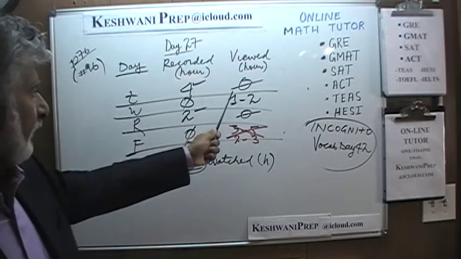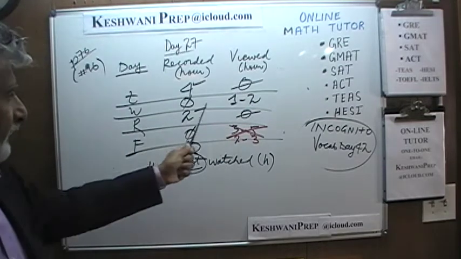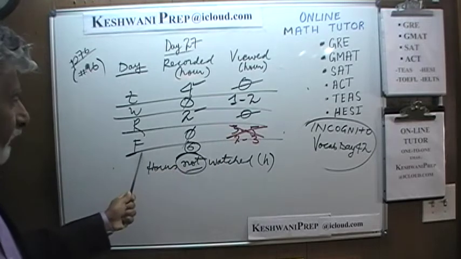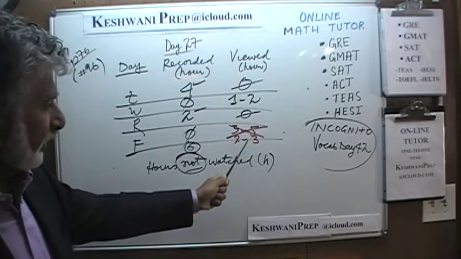On Tuesday, we are told that we watched nothing at all, even though we recorded 4 hours. On Wednesday, we watched between 1 and 2 hours. On Thursday, we watched nothing at all. And on Friday, we watched between 2 and 3, not between 3 and 5. Between 2 and 3 hours.